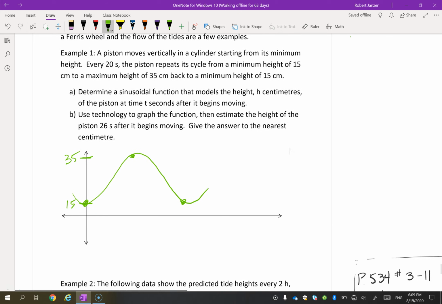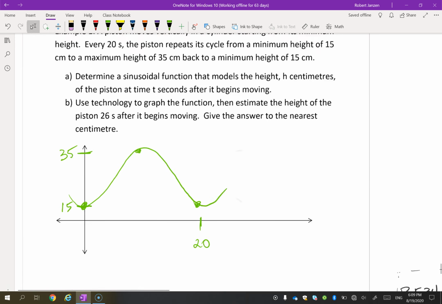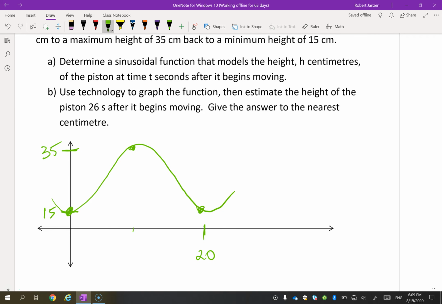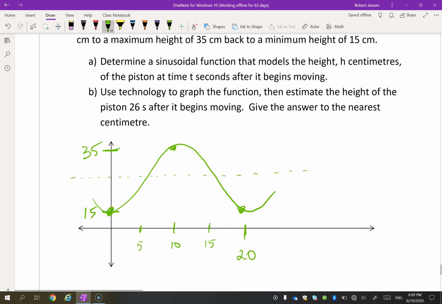Well, how long does it take to make one of these periods? It says that it is 20 seconds. Now, since we know that a sinusoidal function is perfectly symmetrical, if that's 20, I know this is 10. In fact, I can also figure out where 5 and 15 are, because there are 4 intervals. Let's figure out where this midline is. Well, what is in the middle of 35 and 15? This is a space of 20, so it must go down 10 and up 10, meaning this midline is 25.